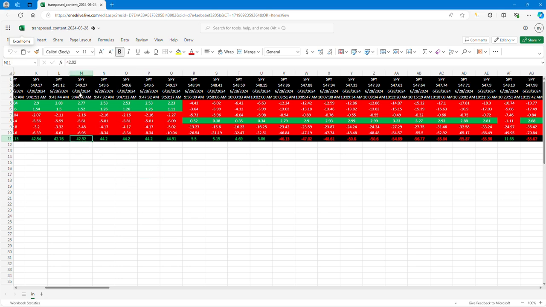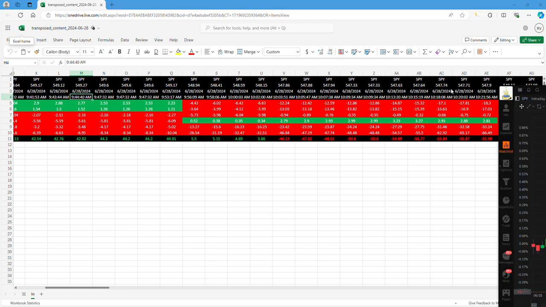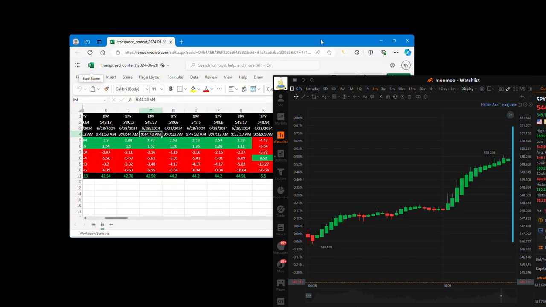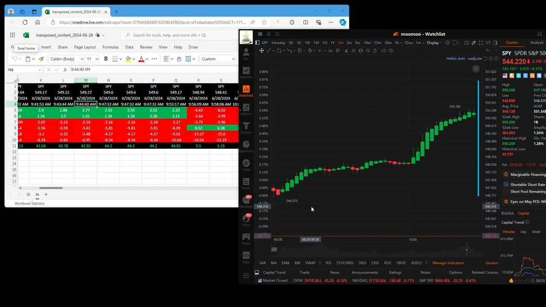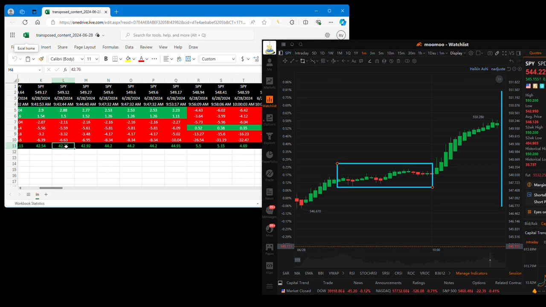So right here it is 9:44, and on the charts, let me have the side by side so that I could show you guys. So 9:44 right here. We're still kind of consolidating. This is a consolidation point here. We don't know, and this is on a 1 minute chart. So we don't know yet where it's going to go, but it is 9:44.